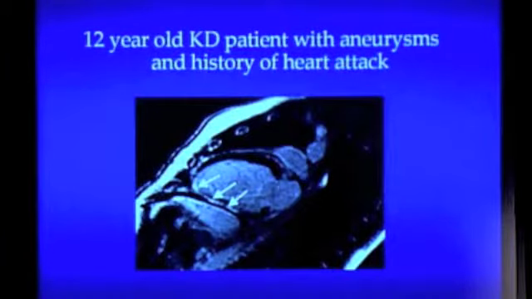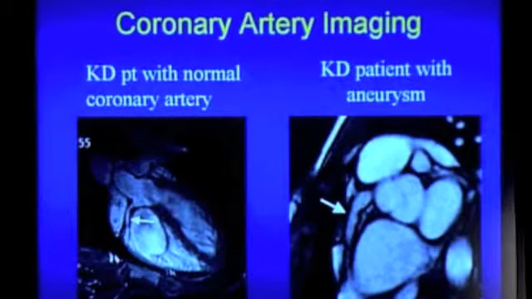Now this is an example of somebody who has had a heart attack from Kawasaki disease. This is a 12-year-old patient, and you can see here's the normal dark region of the heart, which shows normal muscle, and here this bottom portion of the heart is thinned out, and you see this white line here, and that's the scar. So again, using this technique, we can directly visualize the scar from the heart attack.